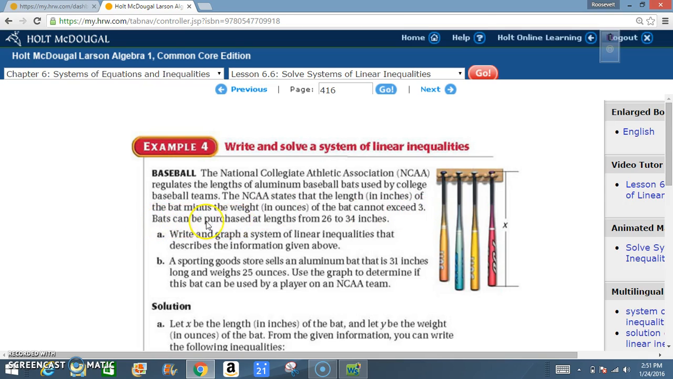Bats can be purchased at lengths from 26 to 34 inches. Write and graph a system of linear inequalities that describe the information given above. A sporting goods store sells an aluminum bat that is 31 inches long and weighs 25 ounces. Use the graph to determine if this bat can be used by a player on an NCAA team.